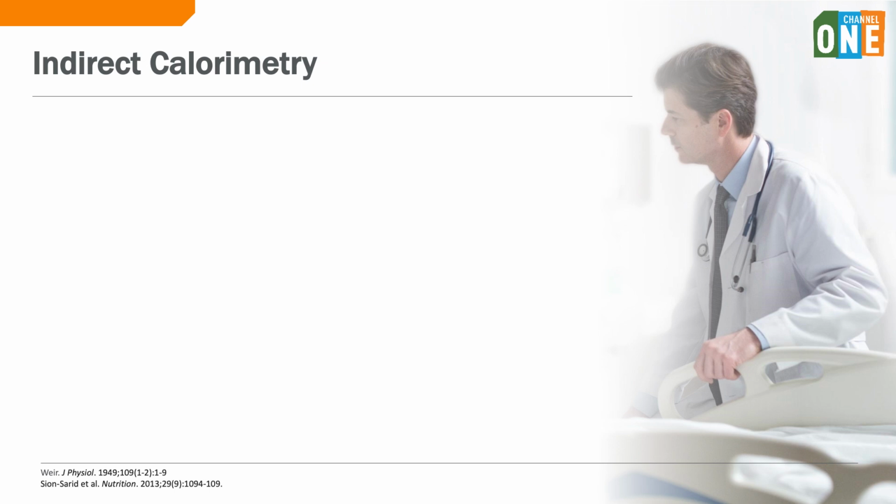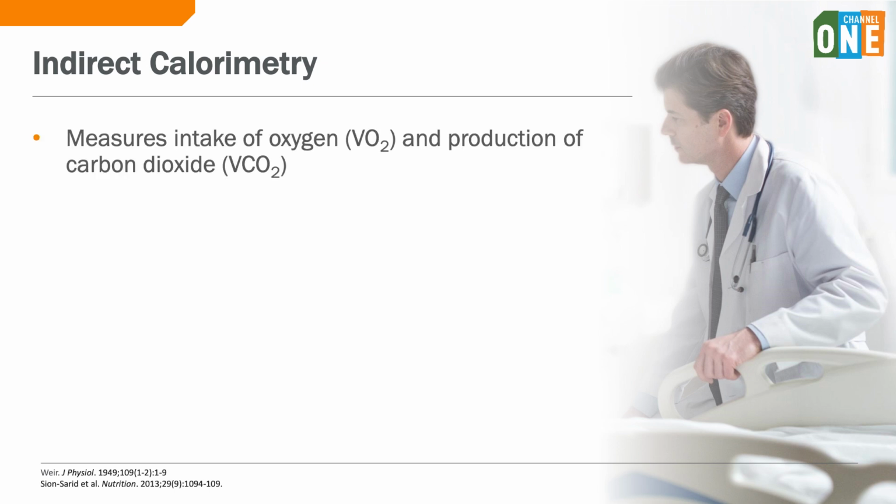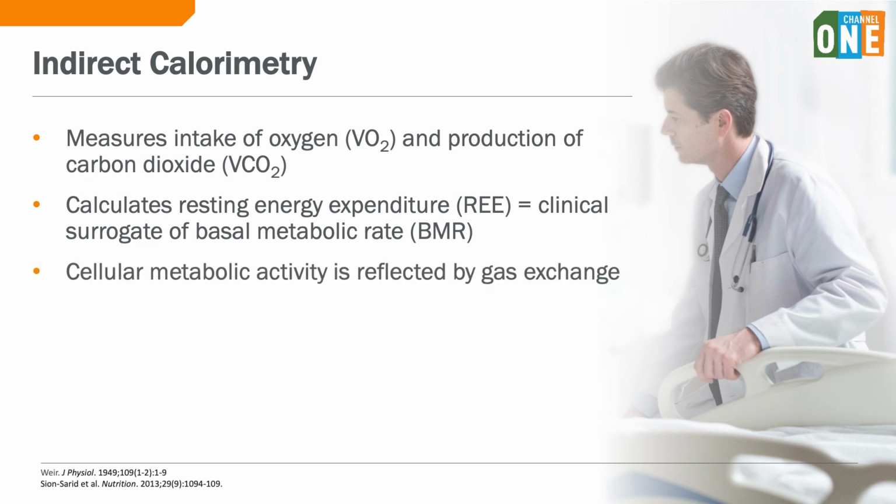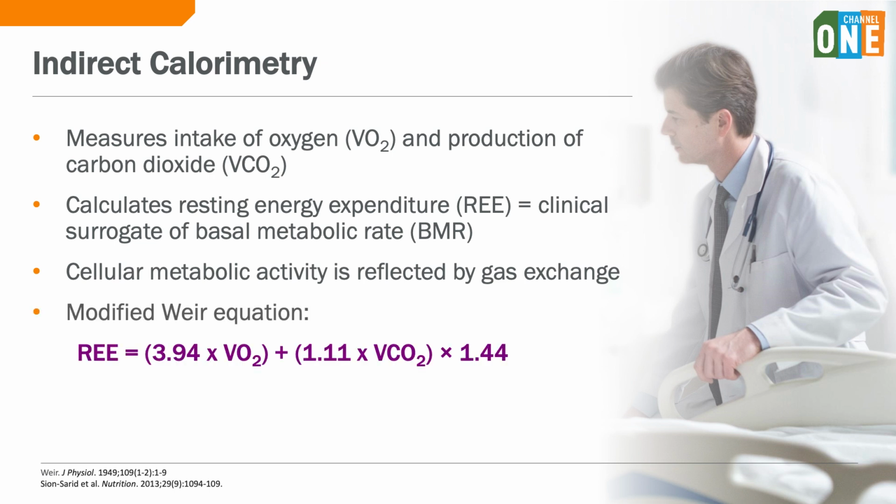Indirect calorimeters, or metabolic carts, measure oxygen consumption and carbon dioxide production as an indirect determination of energy expended by the body. Basal metabolic rate, or BMR, is the energy required for normal bodily functions while minimizing extraneous variables, and measured resting energy expenditure, or REE, is the clinical surrogate of BMR. The indirect calorimeter measures inspired oxygen and carbon dioxide output through a mixing chamber of gas exchange. The output measures are VCO2 and VO2 in milliliters per minute. These variables are used in the modified Weir equation to calculate REE, as shown here.